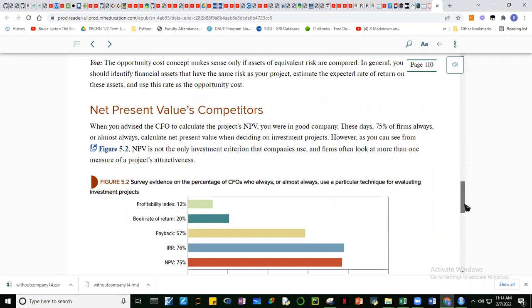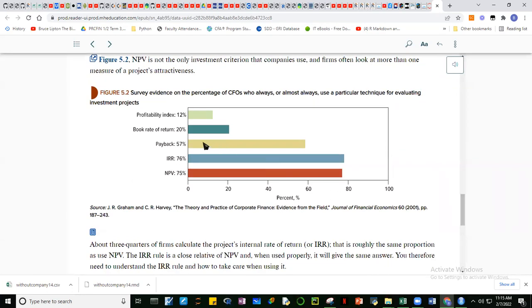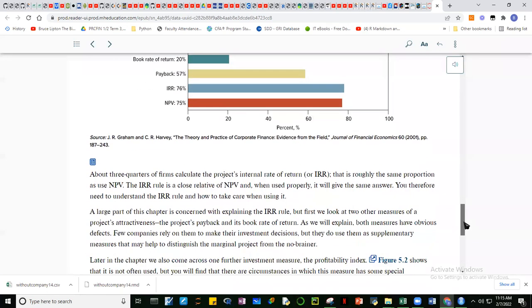Okay, so this is based on a survey on the percentage of CFOs who use these measures. Number one, halos tied si NPV at saka si IRR. It's almost the same, just a less than 1% difference. So 57% use payback period. Profitability Index, konti lang gumagamit. No? So this tells us of the importance of these measures. Of course, before sinabi natin na mas theoretically correct si NPV as compared to IRR.